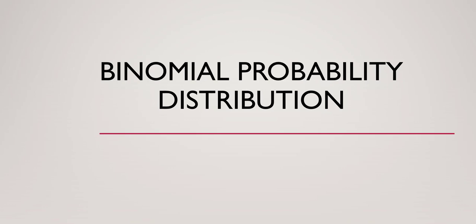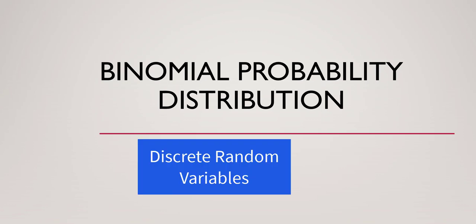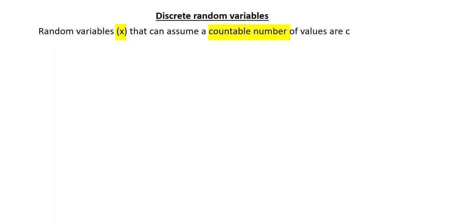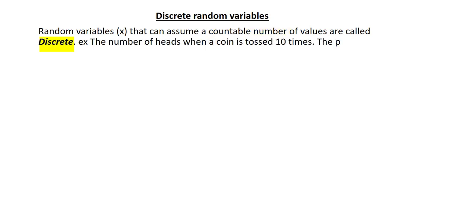Hi, in this video, I will be talking about binomial probability distribution. It makes use of discrete random variables. We will define what a discrete random variable is. Random variable x that can assume a countable number of values are called discrete. For example, I can count the number of heads when a coin is tossed 10 times.